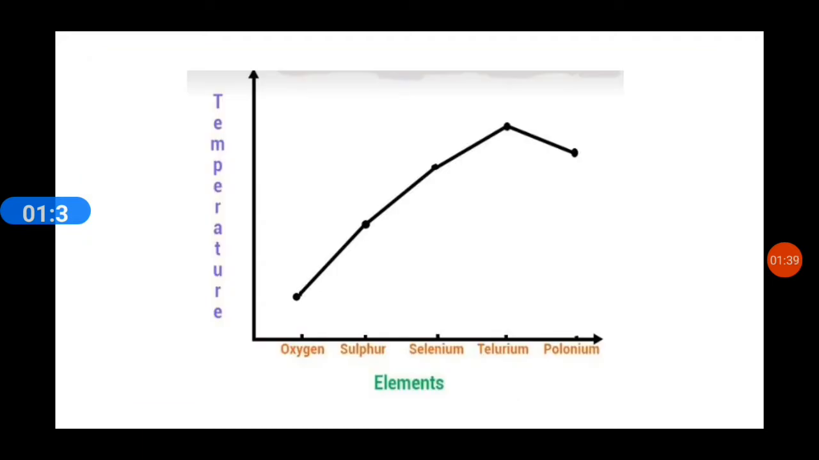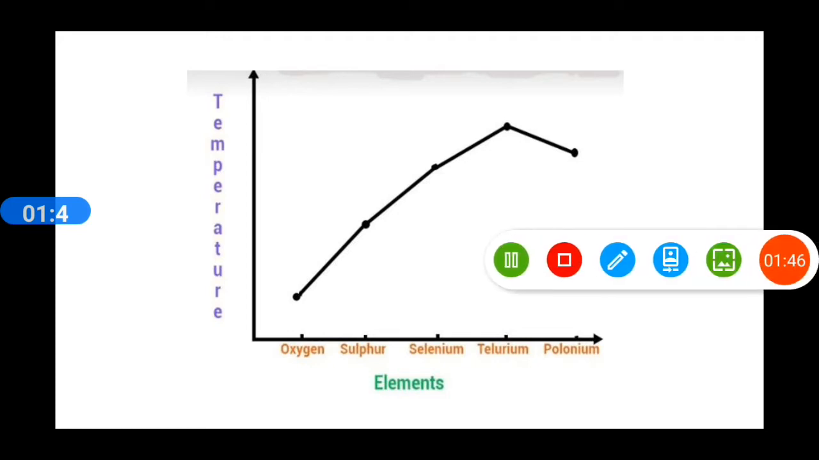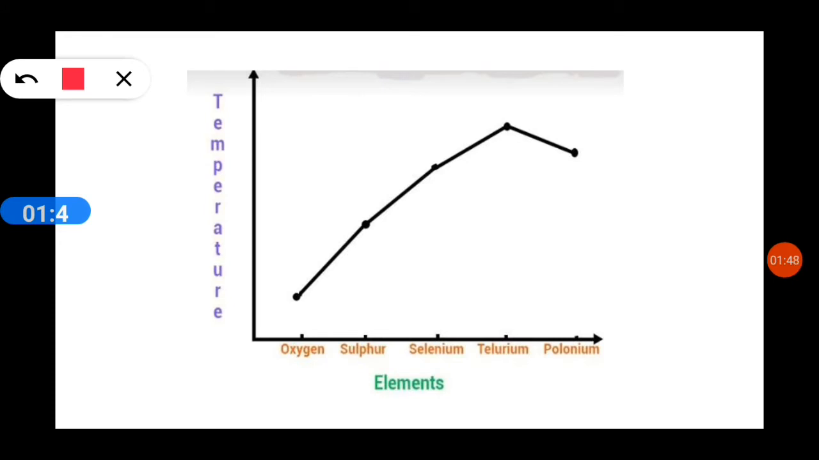This graph shows the trend of melting point and boiling point for these elements. As you can see here, polonium has lesser melting point and boiling point as compared to tellurium. As told earlier, it is because of inert pair effect.